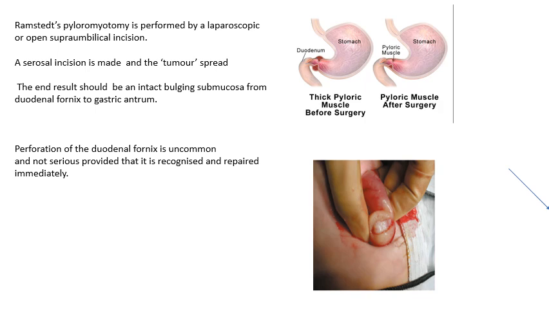I'll show it to you here. You will make a serosal incision like this. It's already open, so I'm not showing. You'll make a serosal incision. Keep on opening the layers until you find the mucosa and stop at the mucosal level. The mucosa will bulge out into the wound. That is your end point.